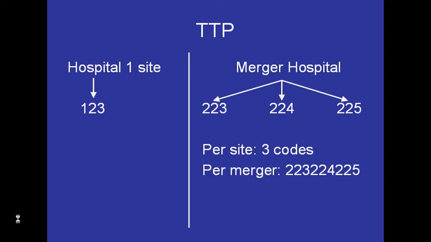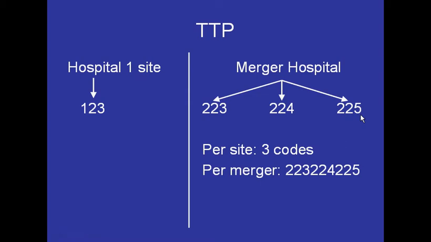Every site of every Belgian hospital will receive its own TTP code. If a hospital is only one site, then it's very easy. The TTP code will be filled in on Form H, and that is the only type of TTP code that will be used. If you are a merger hospital, all your different sites will receive their own TTP code. They will usually be following numbers: 223, 224, and 225.